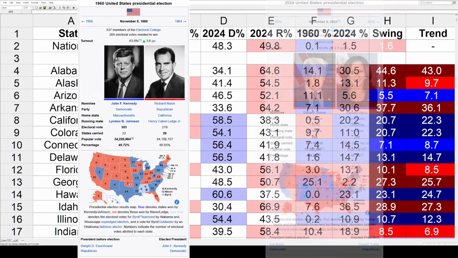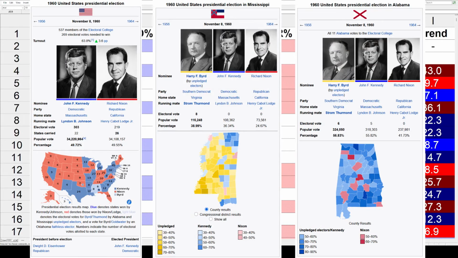And you can see that map there is a little bit different. Take note of Mississippi and Alabama. Technically, the electors there were unpledged for a different candidate. But to make it easy, with the rest of the data, we're going to use Kennedy as the Democrat because he was the national nominee and obviously the winner.